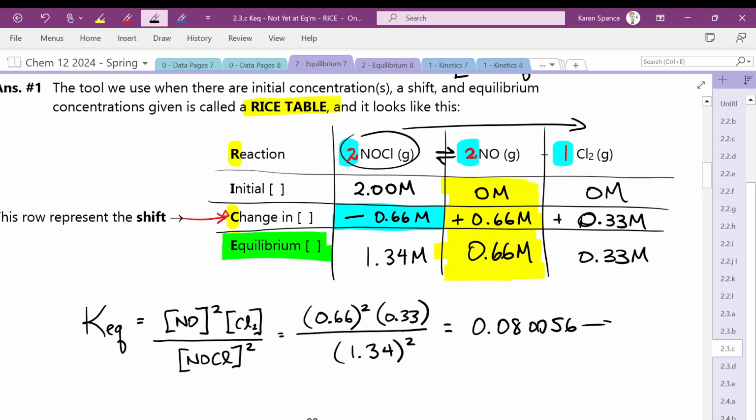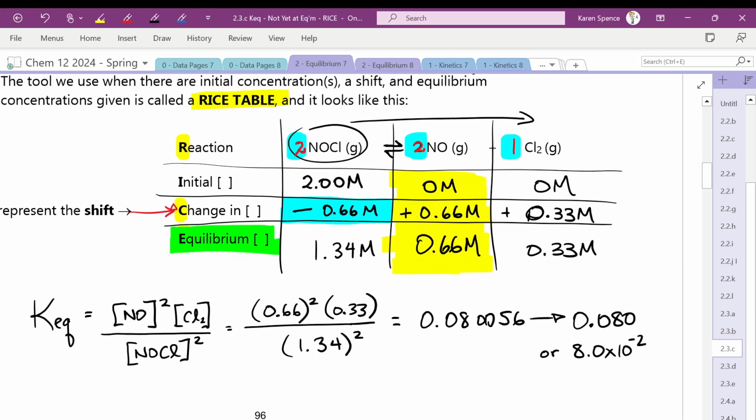Now, how would we round this? 0.080, or you could write it as 8.0 times 10 to the negative 2. What is the unit of KEQ? Nothing. There is no unit for KEQ.